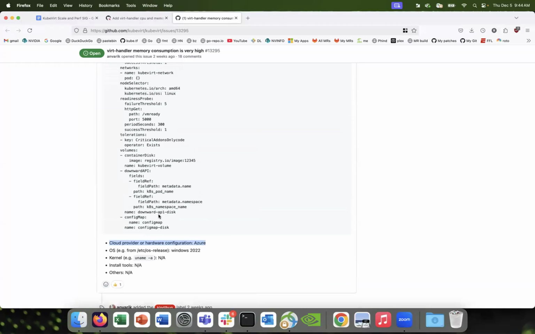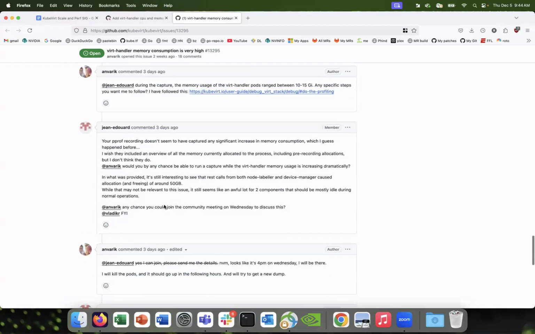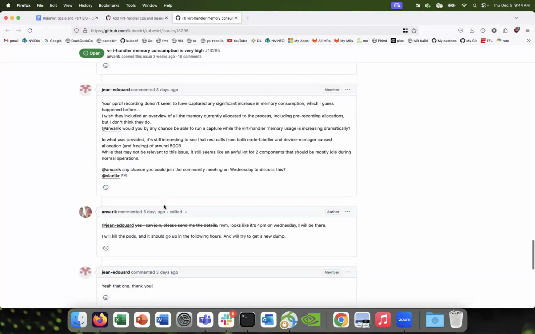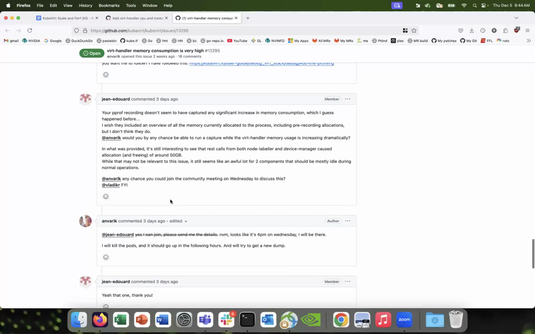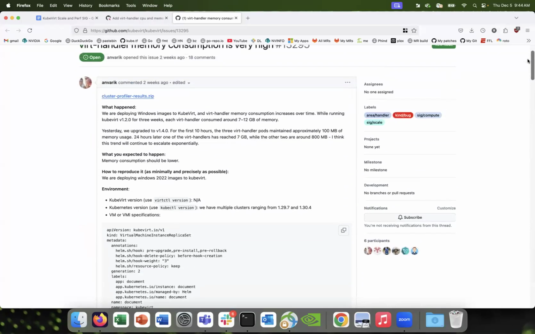Yeah, I think the interesting point is from Jet. In what was provided, it's still interesting to see that the REST calls from both node labeler and device manager caused allocation and freeing of around 50 gigabytes. That's quite a lot. I'm not sure what the time frame is, but 50 gigabytes sounds like a lot. He's talking the scale of like 10 VMs too. That's crazy.